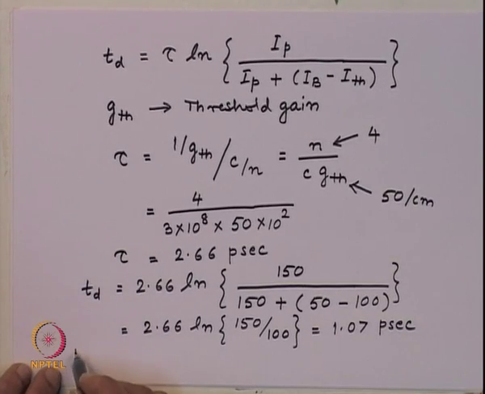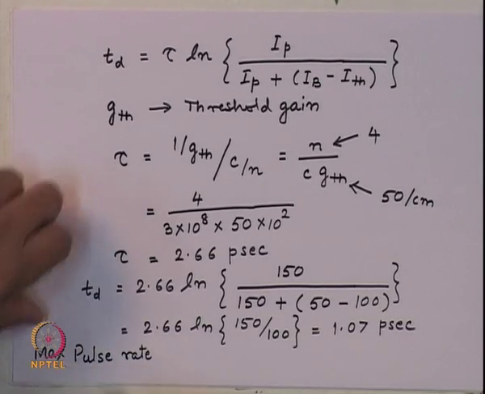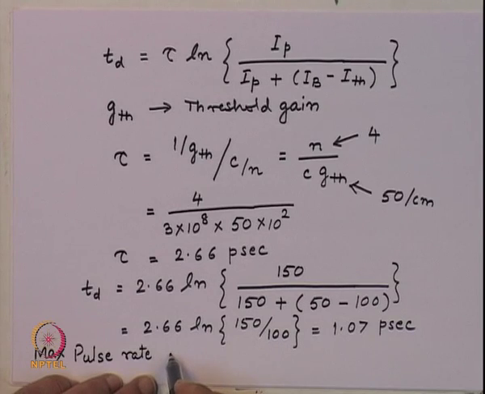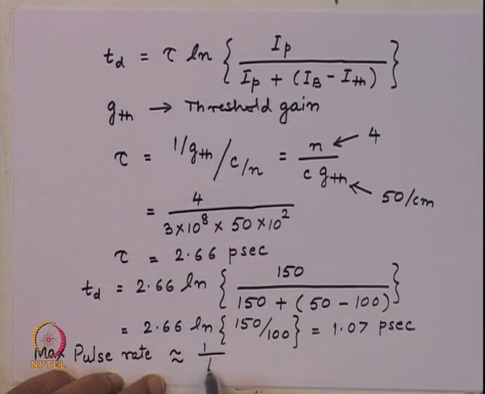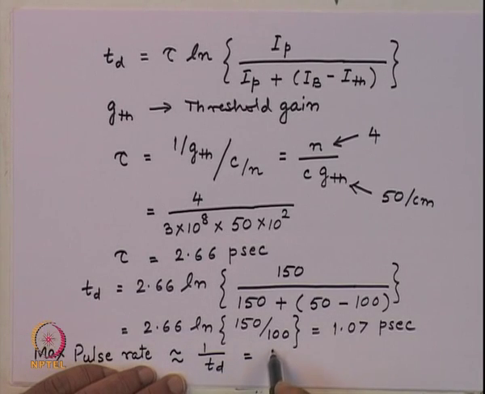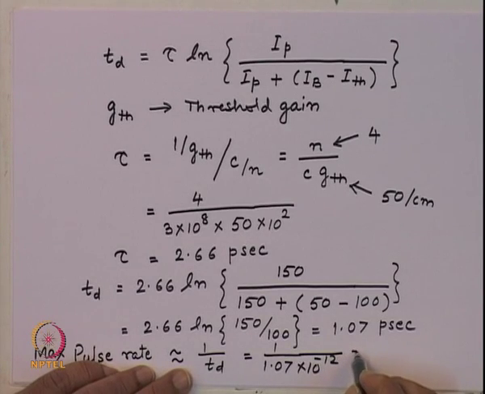So, the maximum pulse rate to which the laser can be modulated is approximately 1 upon T d. So, that is equal to 1 upon 1.07 into 10 to the power minus 12, for picosecond. So, that will be equal to 943 gigahertz.